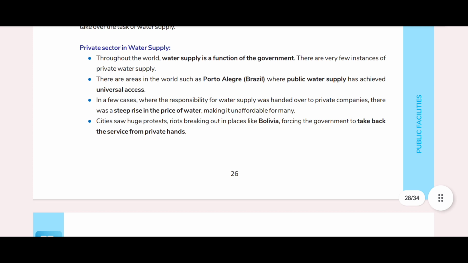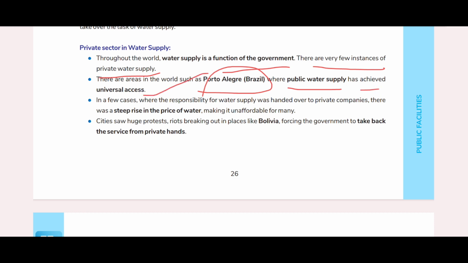Private sector in water supply. Throughout the world, water supply is a function of government. There are very few instances of private water supply. There are areas in the world such as Porto Alegre, Brazil, where public water supply has achieved universal access.